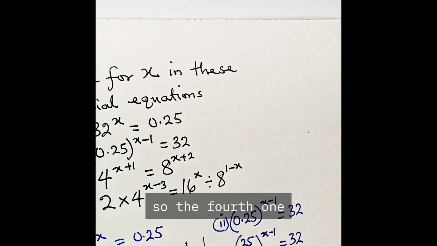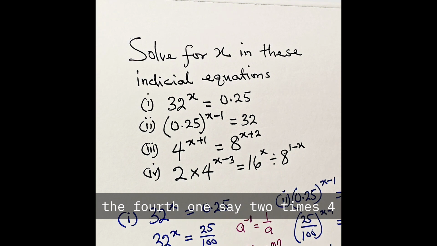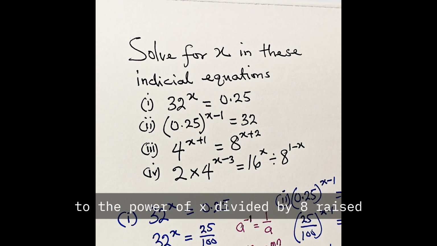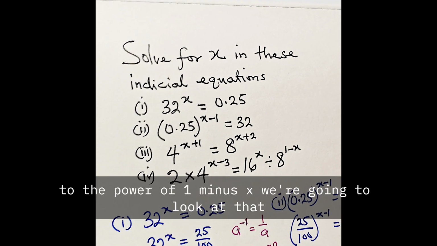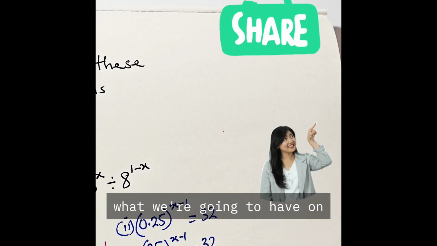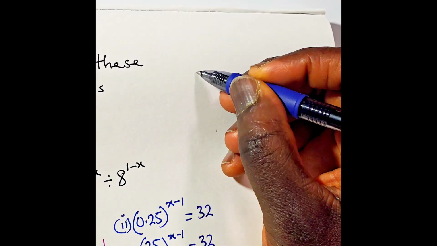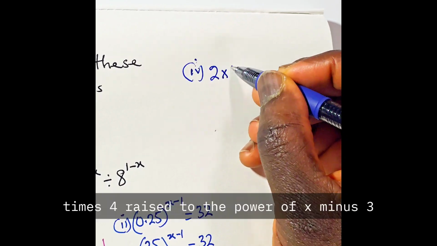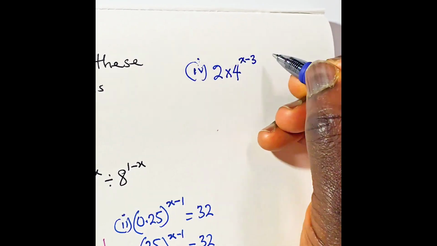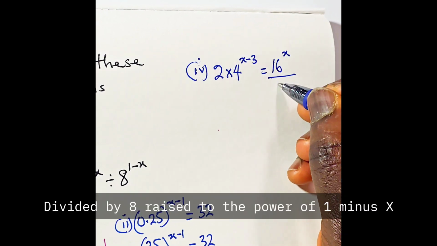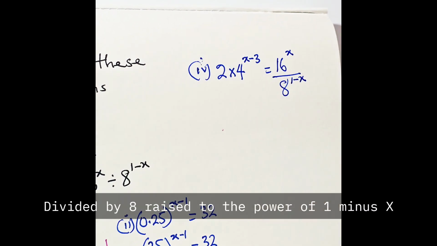So the fourth one is 2 times 4 raised to the power x equals 16 raised to the power x divided by 8 raised to the power 1 minus x. We're going to look at that quickly and see what we're going to have on that. So if I have, this is the fourth one, 2 times 4 raised to the power x minus 3 equals 16 raised to the power x divided by 8 raised to the power 1 minus x.